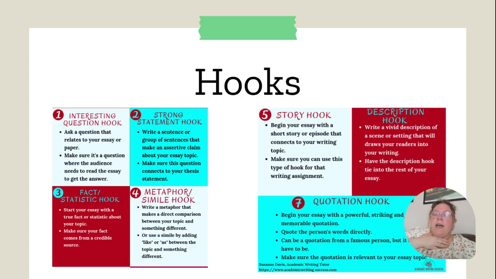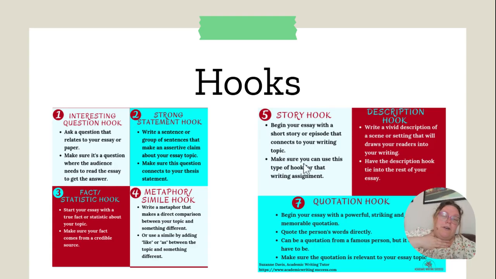You can use a metaphor or a simile. Write a metaphor that compares your topic to something else, or do the same with a simile. For a simile, write a comparison of your topic to something else using like or as. You can do that as a hook.